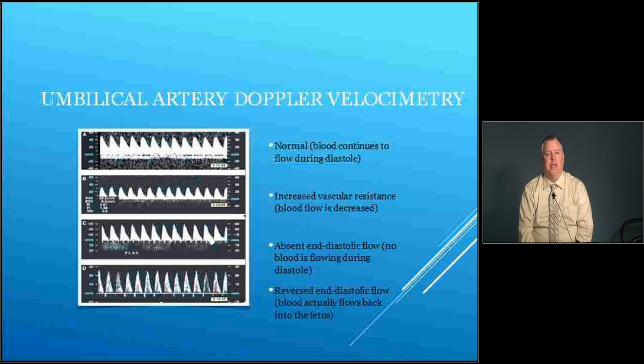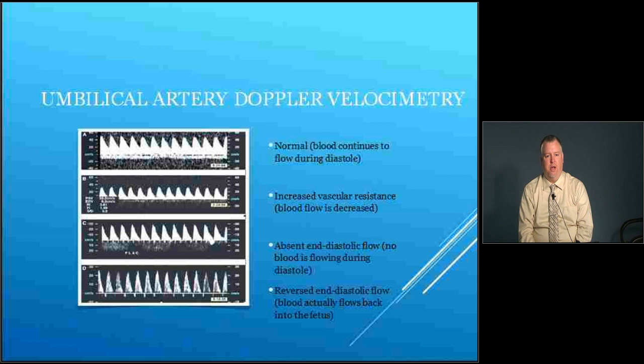The third picture is absent end-diastolic flow, and what that indicates is there's no blood flow during diastole. And so you can see in that picture we have the peak from the systole, and then during diastole it comes all the way down to the 0 line. And so when diastole is over, there's no blood flow going across the umbilical artery.